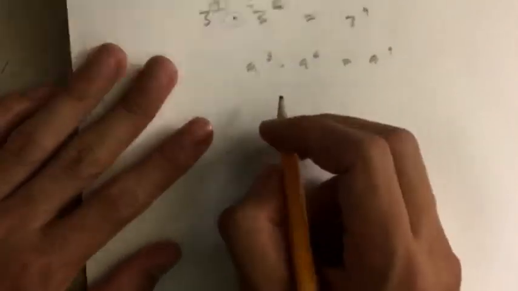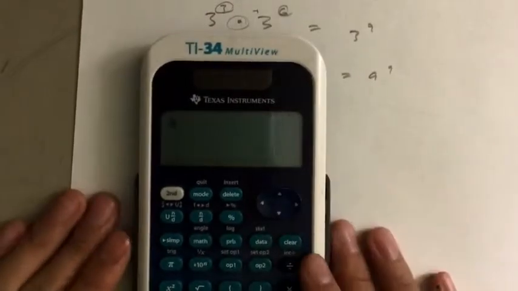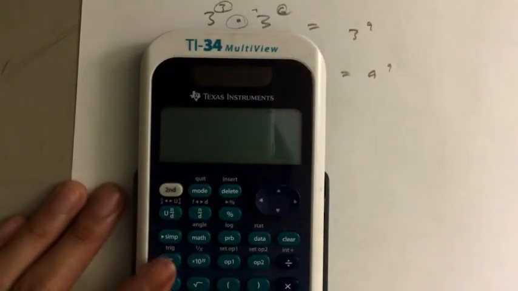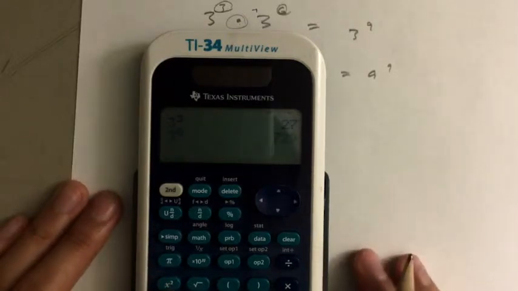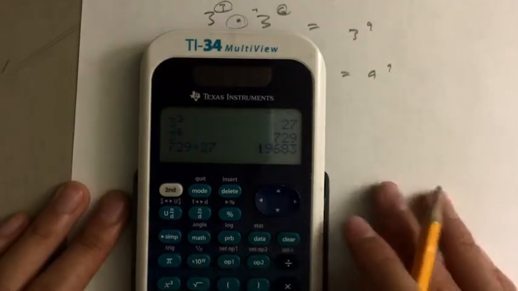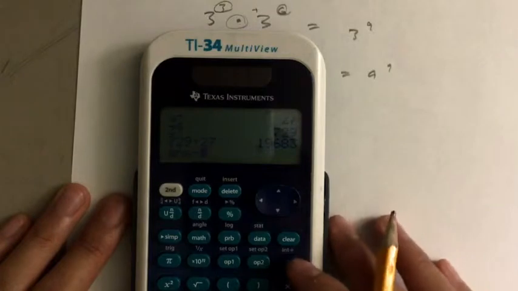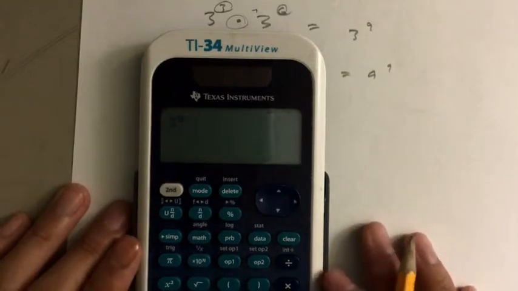And here I could prove this, not formally, but I'll just show you. So 3 to the 3rd times 3 to the 6th. Let's evaluate that separately. So 3 raised to the 3rd, that's 27, and then 3 raised to the 6th, that's 729. That's 729 times 27. That's 19,683. Now, what's 3 to the 9th? It's the same thing. So that's just how it works. If you always forget, then you could always just test it with some small numbers and you'll remember.